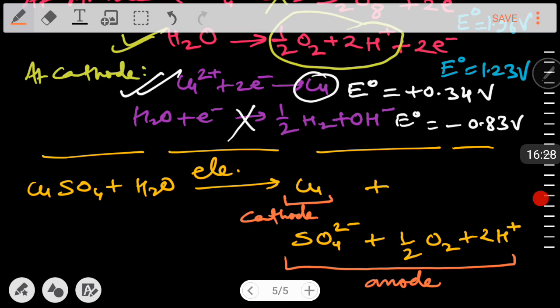So we conclude that when copper sulfate aqueous solution is electrolyzed using a platinum electrode, at the cathode we get copper as a product because copper ions are reduced with first preference, and at the anode sulfate ions are not oxidized. In place of sulfate ion, water is oxidized to give oxygen and H+ ions as a product. So this is the overall equation.